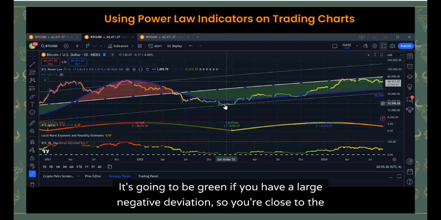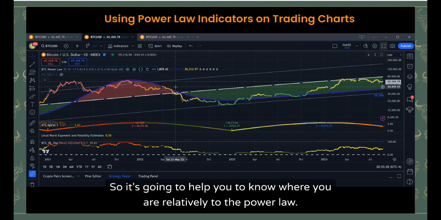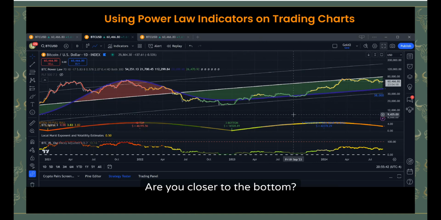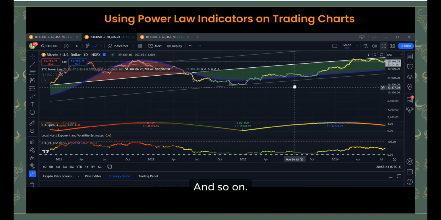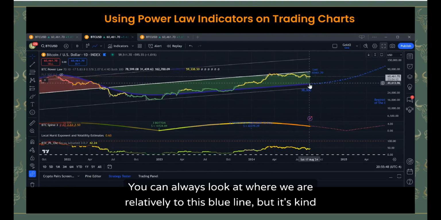It's going to be green if you have a large negative deviation, so you're close to the bottom. It's going to be red if you have a large deviation. So it's going to help you to know where you are relative to the power law, right? Are you closer to the bottoms? Are you closer to the top? And so on.